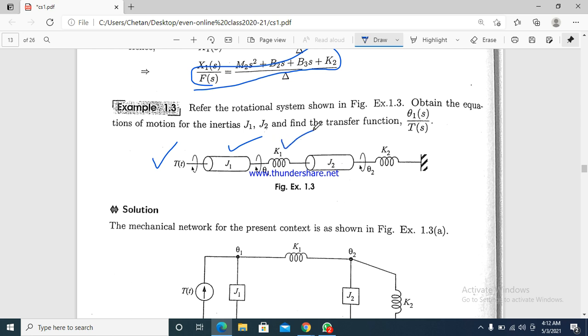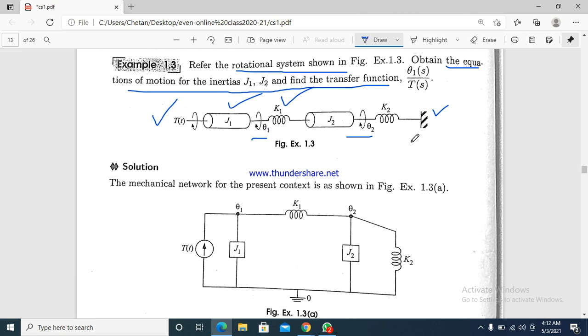Spring will be as it is, but in the translation system you have the displacement x1 and x2. Here instead of the two displacements you have theta 1 as well as theta 2. There you have fixed surface, here also you have fixed surface. We will see what they have written. Refer the rotational system shown in the figure. Obtain the equation of motion for the inertia J1 and J2. Find the transfer function theta 1 of s divided by T of s.